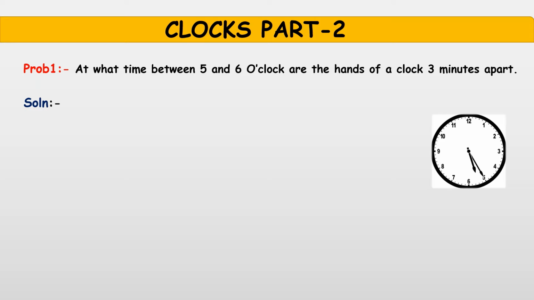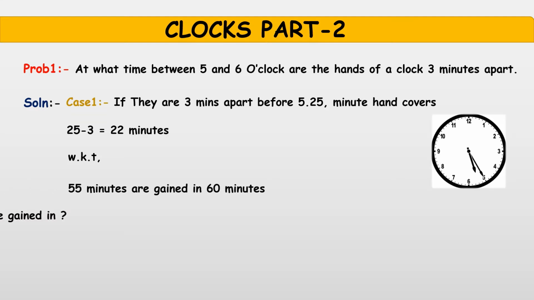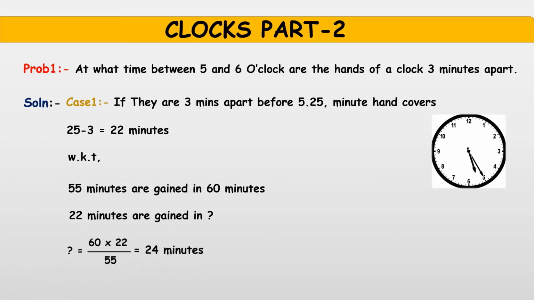Let's solve this. We know that at approximately 5:25 both the hands are together. We need to find the times when they are 3 minutes apart. The time lies around 5:25 to 5:30. Before 5:25 they are 3 minutes apart, and after 5:25 they are 3 minutes apart. We need to find those two times.